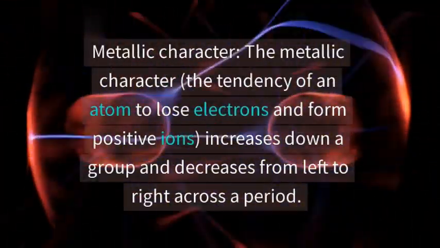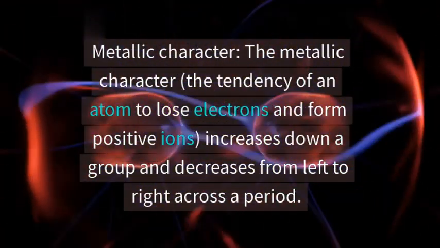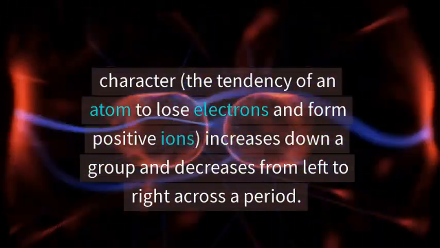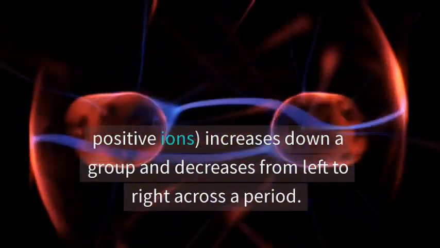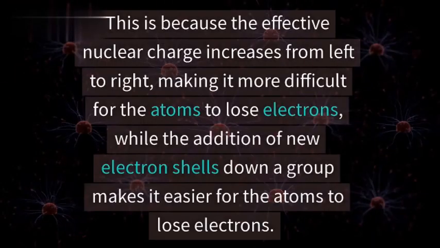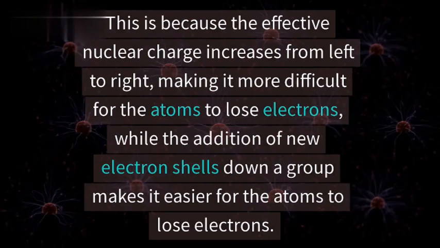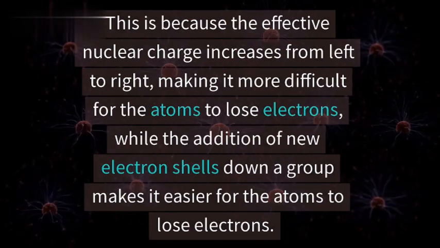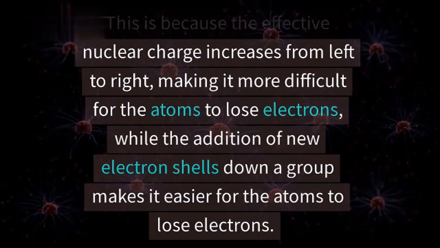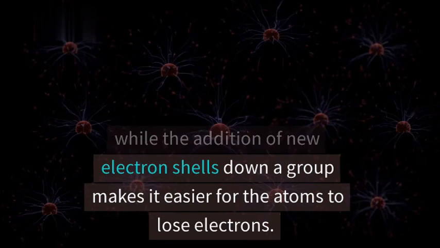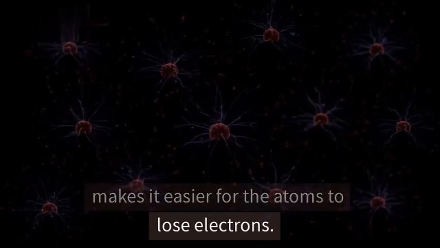Metallic character. The metallic character, the tendency of an atom to lose electrons and form positive ions, increases down a group and decreases from left to right across a period. This is because the effective nuclear charge increases from left to right, making it more difficult for the atoms to lose electrons, while the addition of new electron shells down a group makes it easier for the atoms to lose electrons.